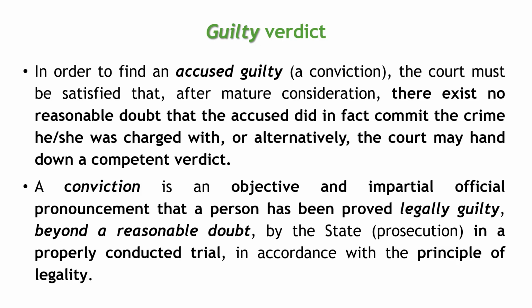Now, a finding of guilt can mean that the court is satisfied beyond a reasonable doubt that the accused did in fact commit the crime that he or she was charged with. Or, if it appears that the accused did not commit the crime charged, but the court is satisfied beyond a reasonable doubt that the accused did commit another crime with different elements, the court may hand down a competent verdict. A competent verdict is something that we will discuss a little later. So it is the possibility that the accused might be found guilty as charged, or guilty on a competent verdict.